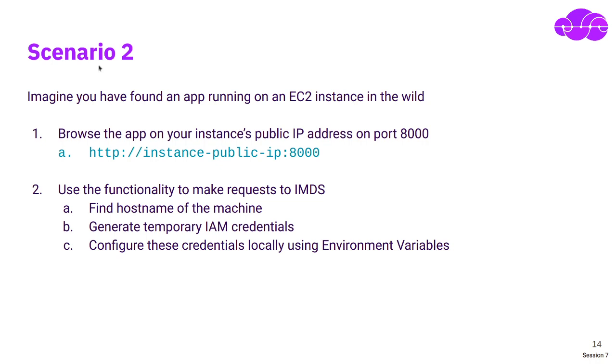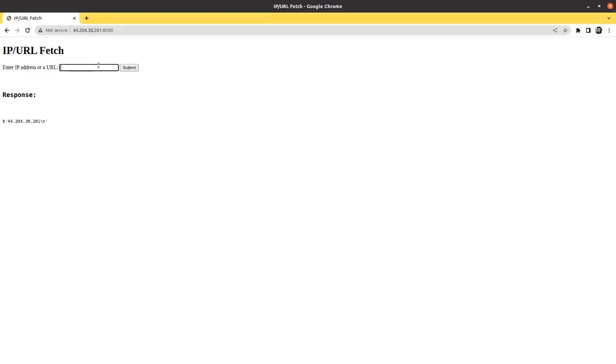Use the functionality to make a request to IMDS and find the host name of the machine. Right? How do you get the host name of the machine? You have 169.254.169.254, latest, host name. Copy this, because I'd have to type it again. There you go, hostname.